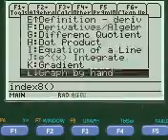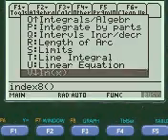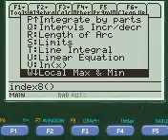down to local maximum and min and press enter.